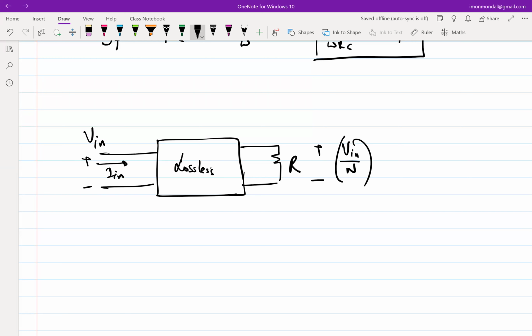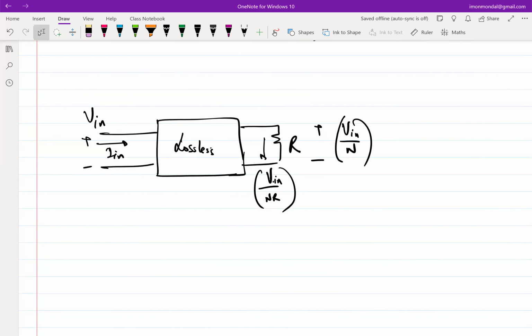I don't know how, but by virtue of putting this lossless network, I am getting V in over N, which means the current through this is V in over NR. And we basically equate the power between the input and the output port. So after we did that, we got V in times I in is equal to V in squared by N squared R, which means your V in over I in is N squared R, right? So you recall this we did just before the midsem, which essentially means, what is this telling us?